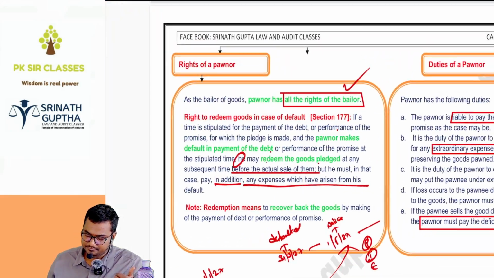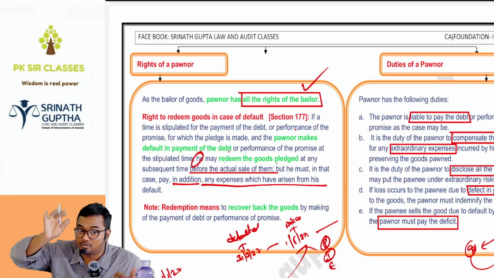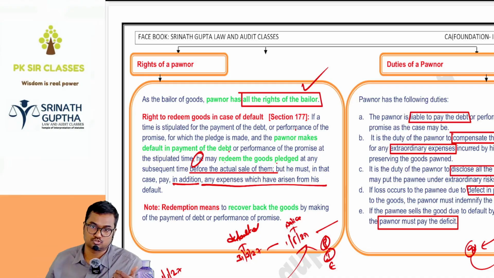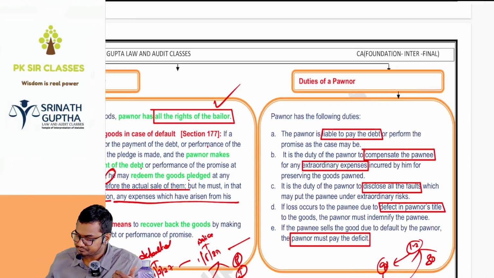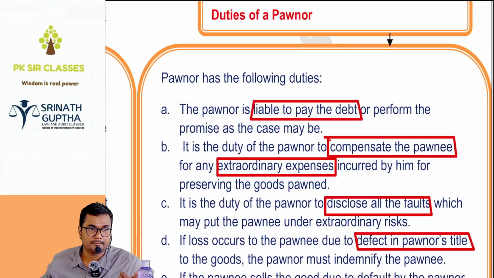Next one is the rights of the pawnee. Rights of the pawnee are nothing but the rights of the bailor. If the pawnor makes a default in repayment of the loan, the pawnee may give notice of resale. Before reselling, we may make the full payment and take those goods. Done.